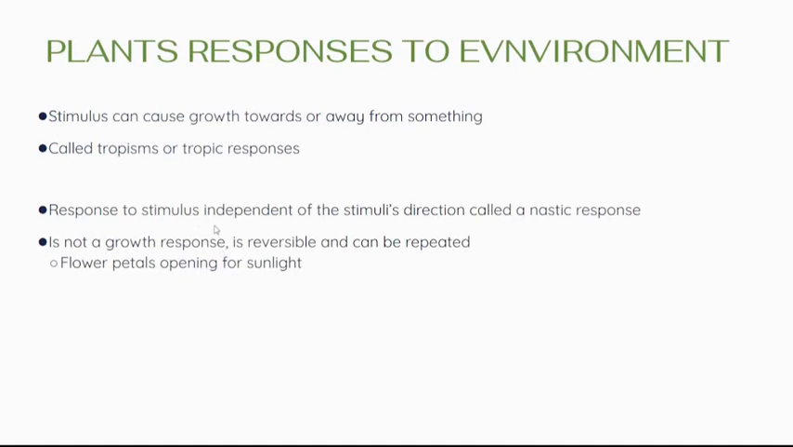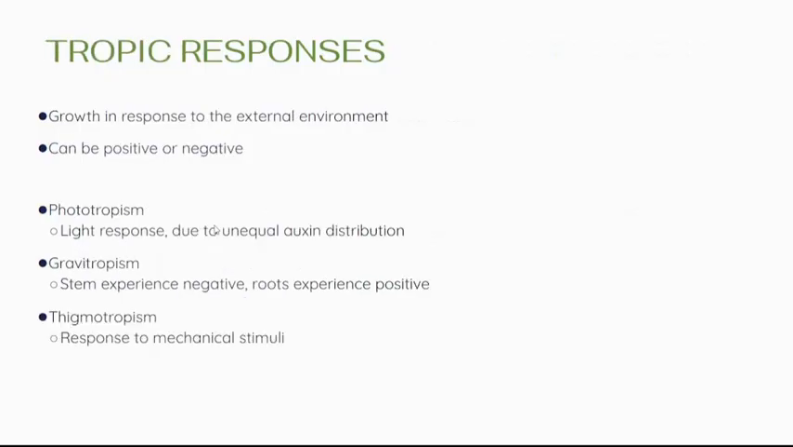So for tropic responses, we have three main types that we're going to look at: phototropism, gravitropism, and thigmotropism. These are growth in response to external environments. They could be positive or negative. They could be beneficial or unbeneficial for the plants.